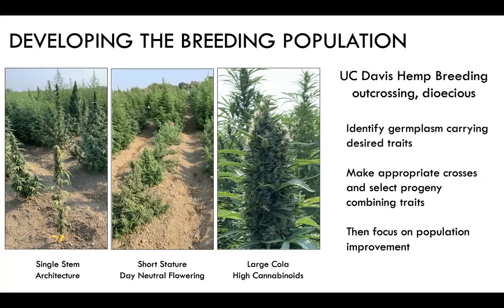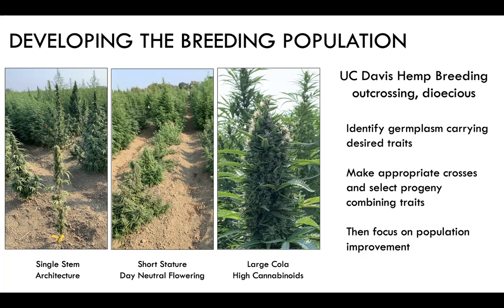Thinking about developing a breeding population in a crop that you're just starting out in, and in this case, this is the only slide I'll show of hemp, of a hemp breeding project that we started a couple of years ago, trying to get high cannabinoids or high CBD concentration in a package that's a machine harvestable, high density planting adapted cultivar. So what we're really trying to do at this point is to get this single stem architecture phenotype merged with a short stature day neutral flowering phenotype with, of course, large colas, or that central inflorescence that has high, or at least reasonably high, cannabinoid concentrations.